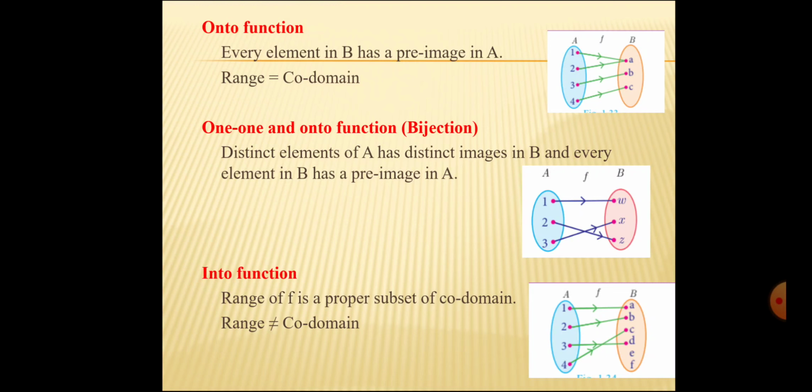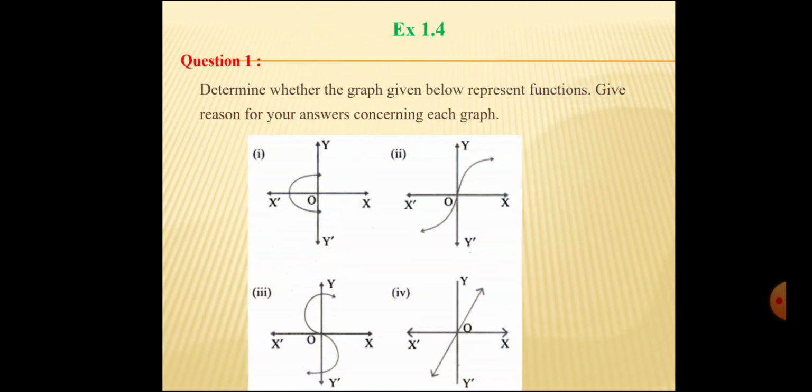What is the onto function? Range is equal to codomain. That is an onto function. What is the into function? Range is not equal to codomain. That is an into function. One-one and onto function is called bijective. One-one you already know, onto you already know. So that is a bijection.